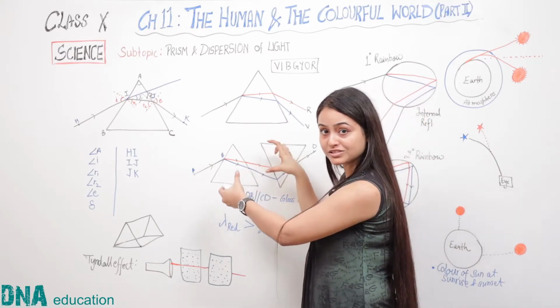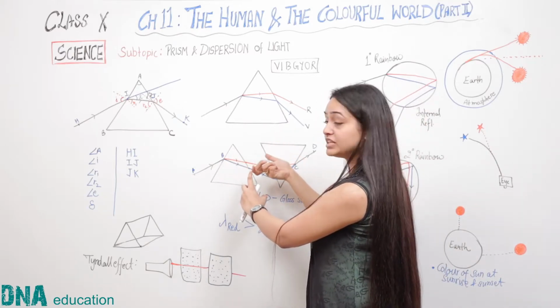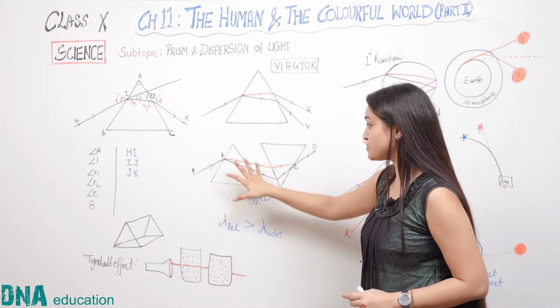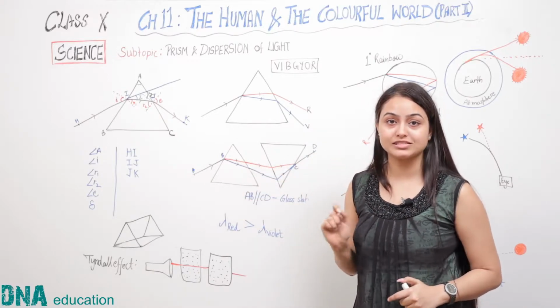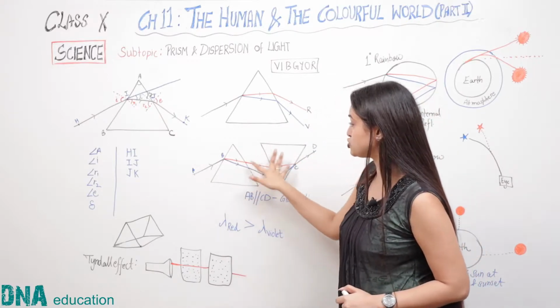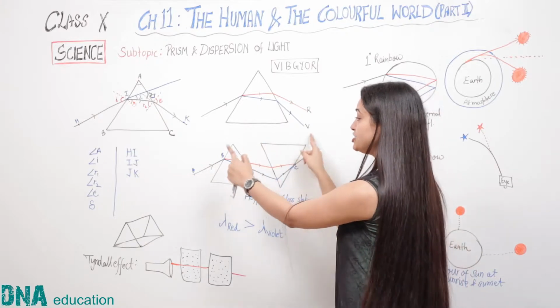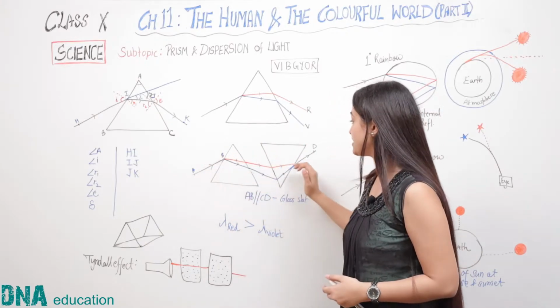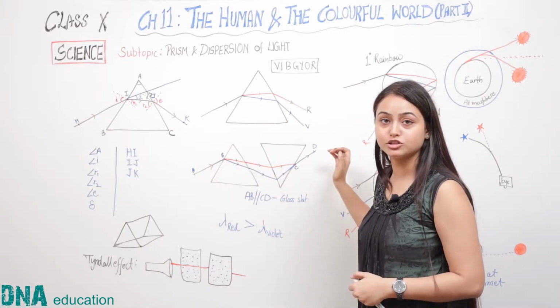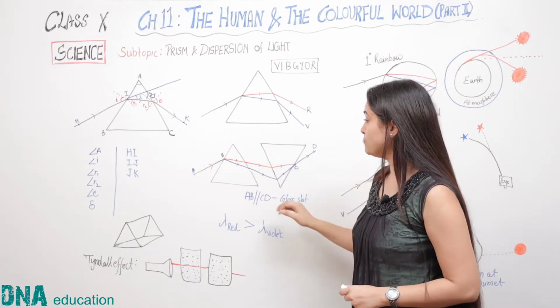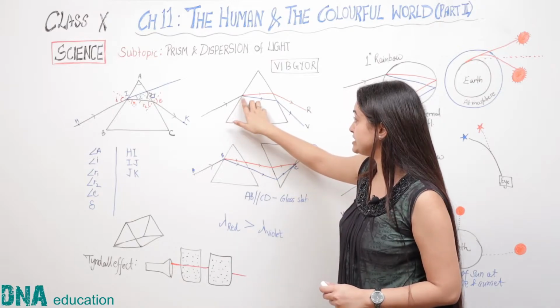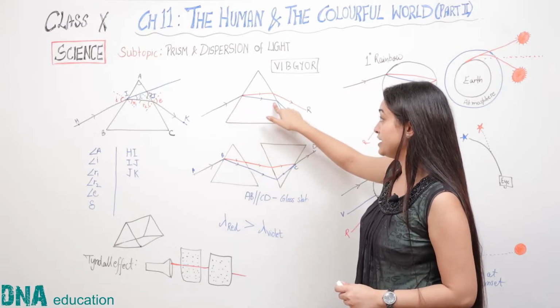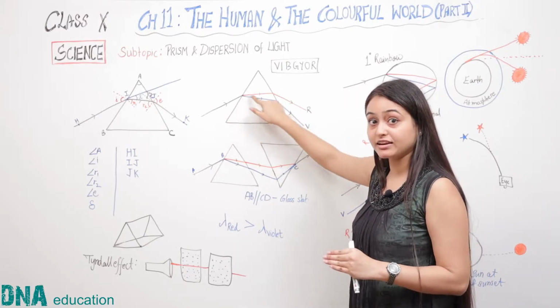If we put two prisms inverted with each other, this becomes a specific case of glass slab, because when we join two triangular surfaces, it just behaves like a glass slab, and hence the incident ray and the final emergent ray are parallel to each other. Also, it is to be noted that we see that violet light is being deviated more than the red light.